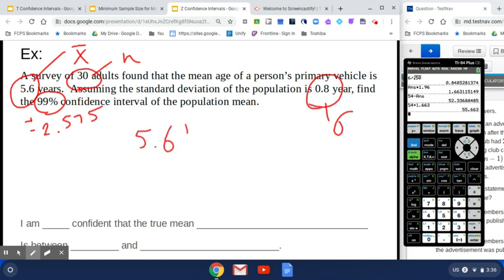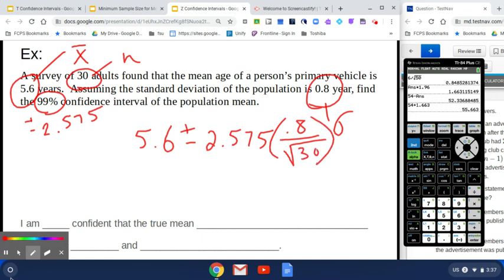So if we plug the values into the formula, x bar, 5.6, plus or minus the critical value 2.575 times the standard deviation 0.8 divided by the square root of the sample size 30.